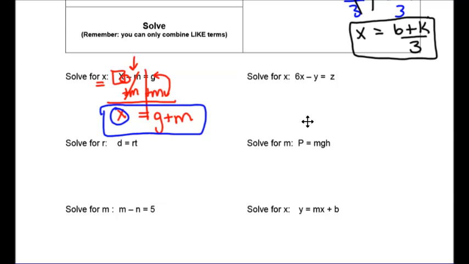Okay, so let's go ahead and look at the next one. Again, it says solve for x. So we want this x right here to be by itself. Draw my line down. What's the opposite of a negative y? Positive y.